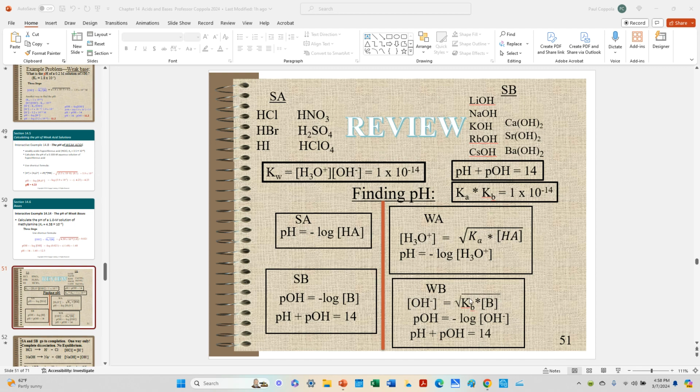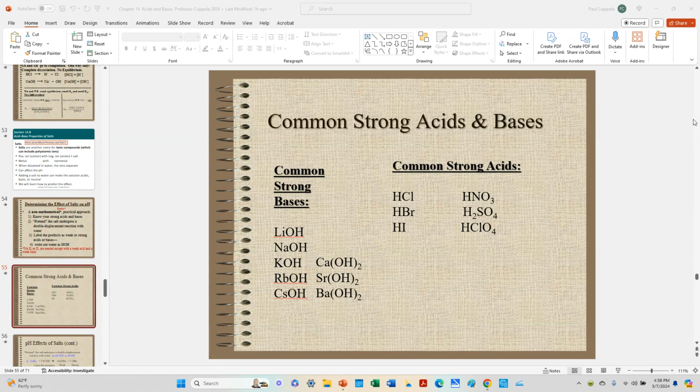Notice for a weak base you have to go through 3 steps to get to pH. For the weak acid you have to go through 2 steps. For the strong acid you only go through 1 step, but for the strong base you have to go through 2 steps to get to pH. Okay, we move to slide 55. Again, it's repeating what I just said. So you need to memorize the strong bases and the strong acids.